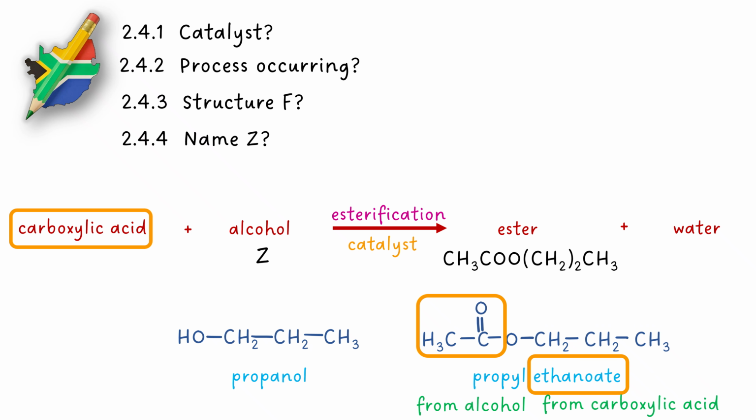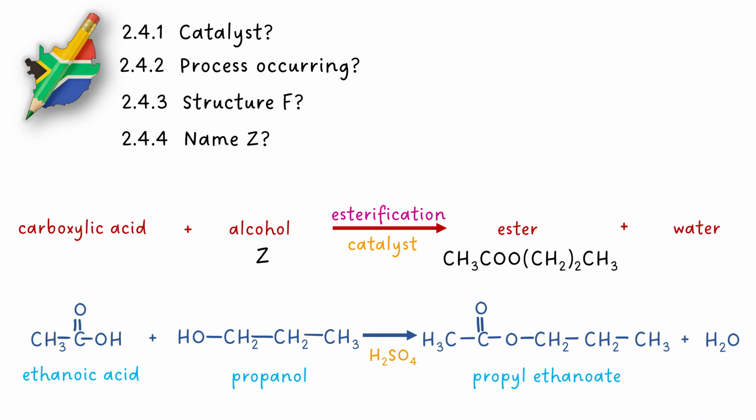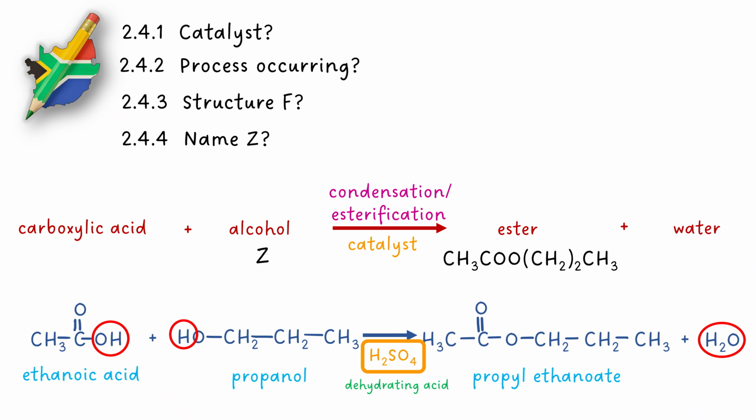And the second part of the name tells us the acid which was involved. A 2-carbon carboxylic acid is ethanoic acid. A catalyst often used in esterification is sulfuric acid, H2SO4. This is a dehydrating acid. It removes an oxygen and a hydrogen from the acid, and a hydrogen from the hydroxyl group of the alcohol, which produces water. Since this reaction involves the formation of water, it can also be called a condensation reaction.